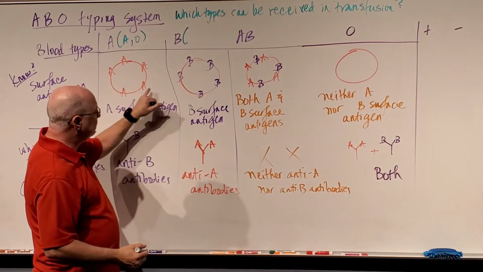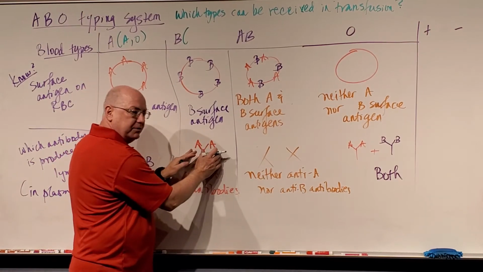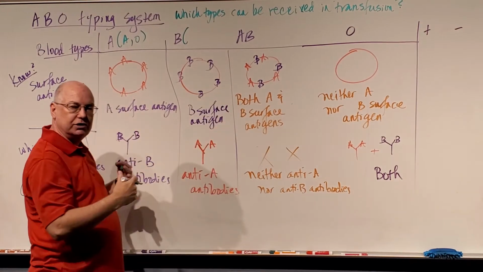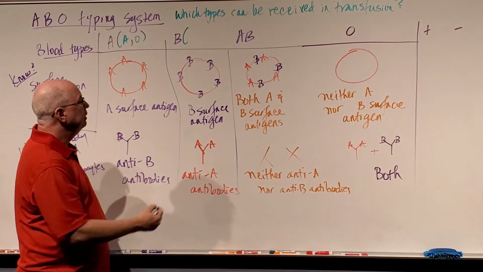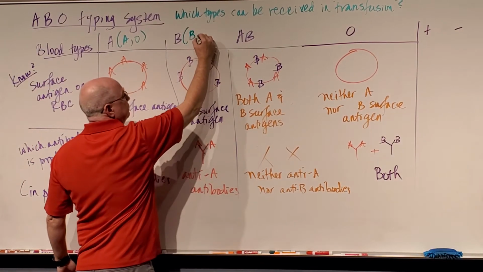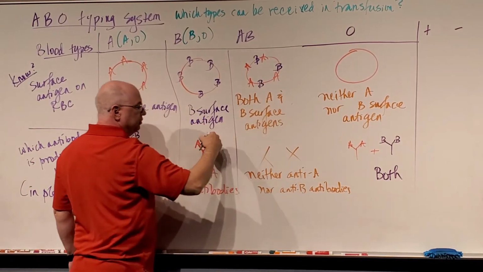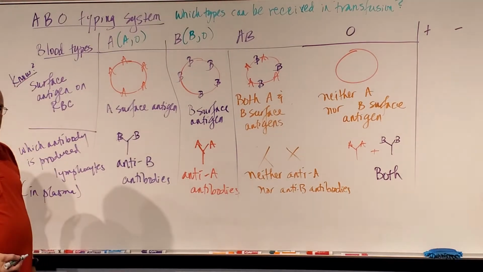They can't receive anything that has an A, or their antibodies that are in their blood will clot those cells, clump them up, and kill them. They can receive type B blood, and they can receive type O because those antibodies won't recognize it.